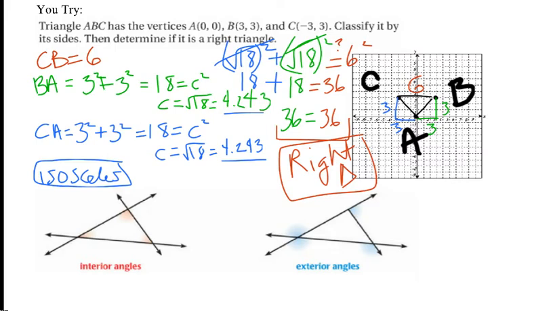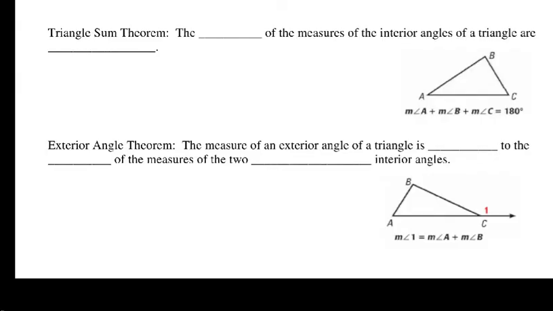These next two are pretty much just theorems that we're going to be using pretty often. So in this first one, if we have all of our interior angles, the sum of those measures of the interior angles of a triangle are supplementary, so that they add up to be 180 degrees. So the sum is 180 degrees, and you can see in this little picture right here.